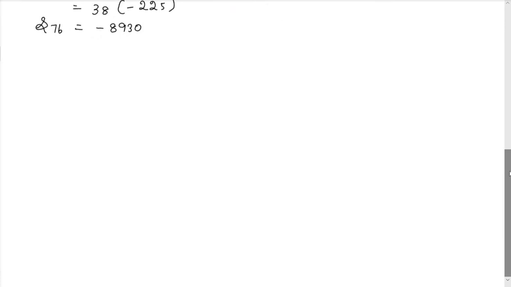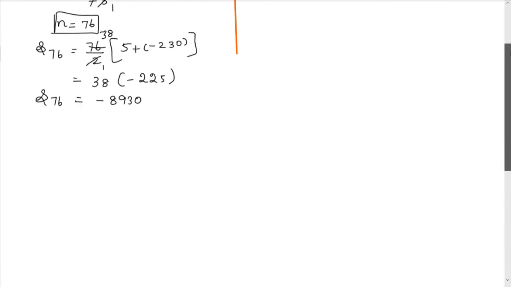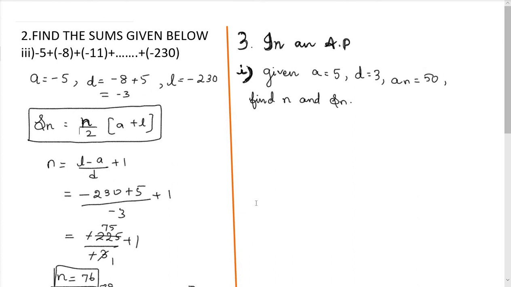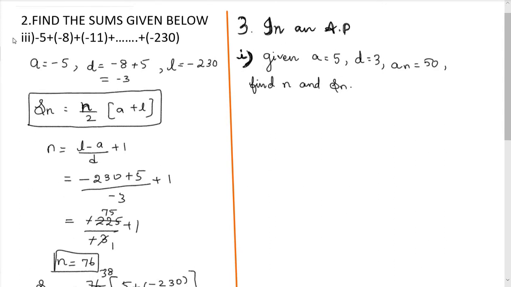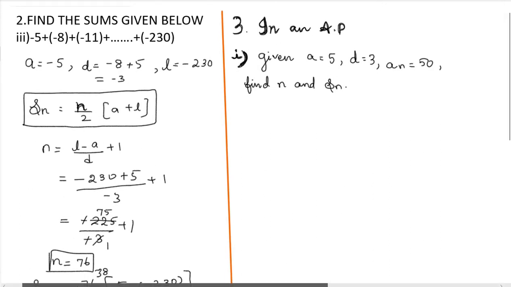Okay. Shall we move to the next one, children? Yes, listen. What is the next question given? In an AP, given a is equal to 5, d is equal to 3, an is equal to 50, find n and Sn. Shall we find this? Yes. Listen carefully now. Let us find that.